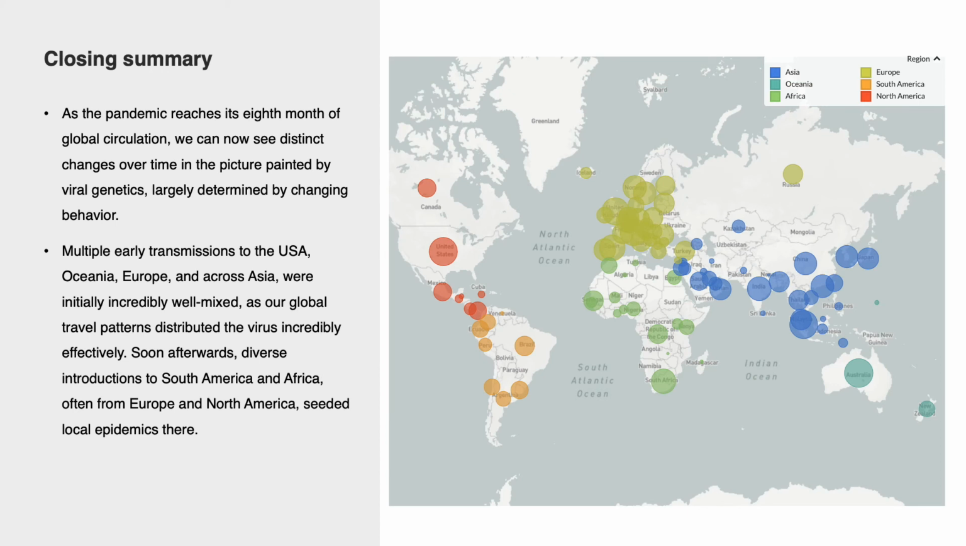As the pandemic reaches its 8th month in global circulation, we can now see distinct changes over time in the picture painted by viral genetics, largely determined by changing behavior. Multiple early transmissions to the USA, Oceania, Europe, and across Asia were initially incredibly well mixed, as our global travel patterns distributed the virus incredibly effectively. Soon afterwards, diverse introductions to South America and Africa, often from Europe and North America, seeded local epidemics there.